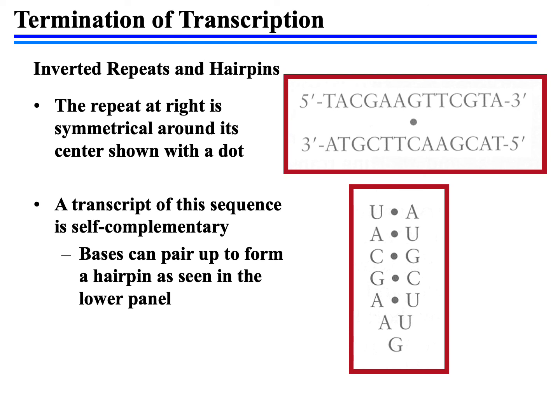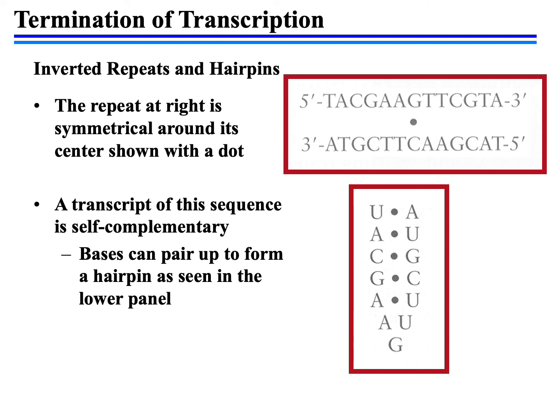So an inverted repeat is just a set of sequences that is repeated one right after the other. And so if you look at the top figure where there's the sequence, if you look at the top strand, which is 5' at the left and 3' at the right, if you follow the sequence T, A, C, G, A, A, G, where the dot is, then T, T, C, G, T, A.